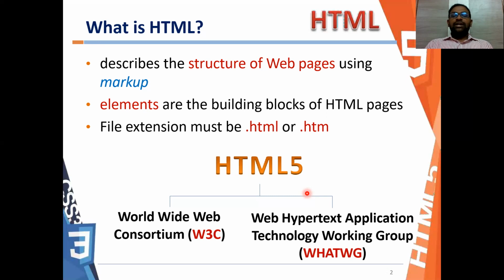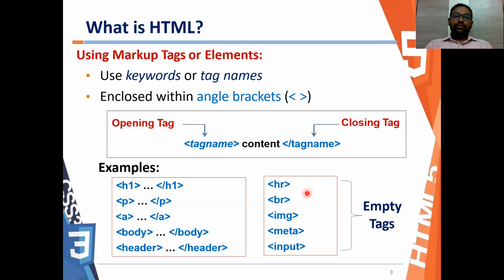HTML5 is the standard version, and it has two categories. One is the W3C, that means World Wide Web Consortium, and the other is the Web Hypertext Application Technology Working Group, the WHATWG. These are the two categories of HTML5.